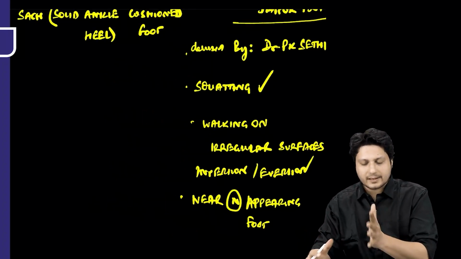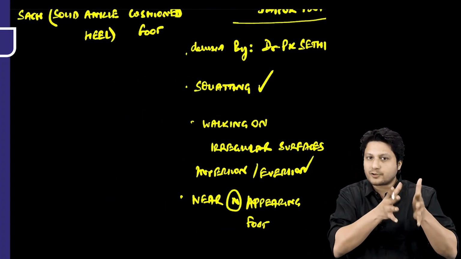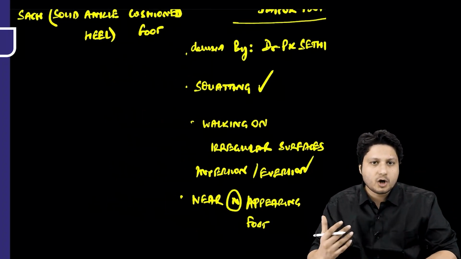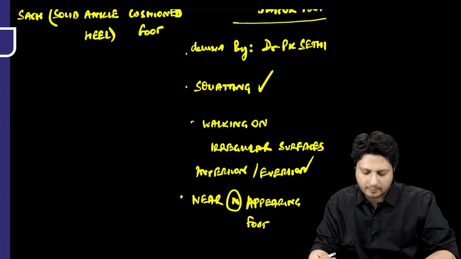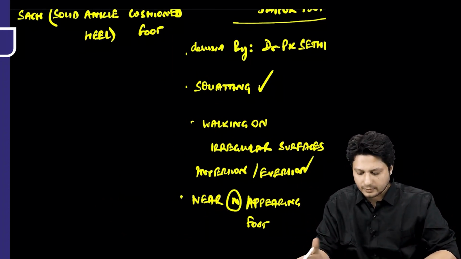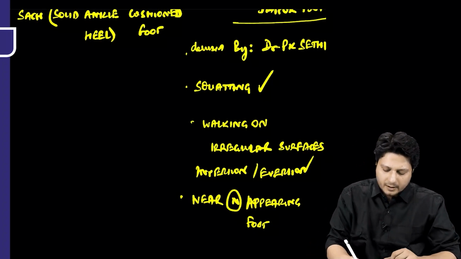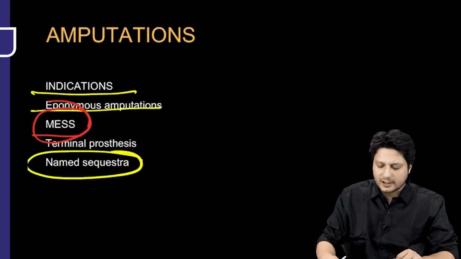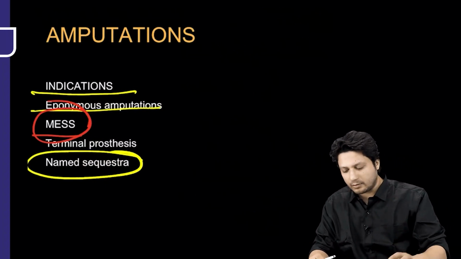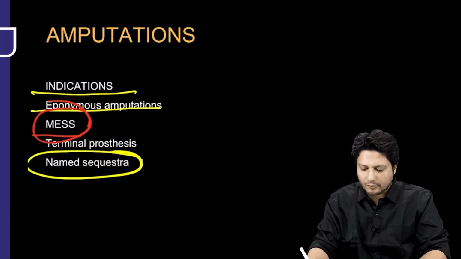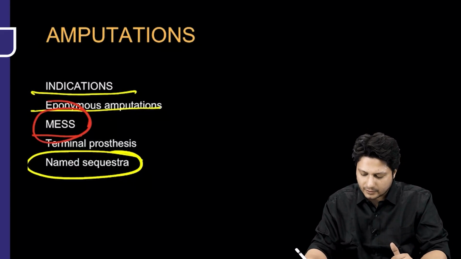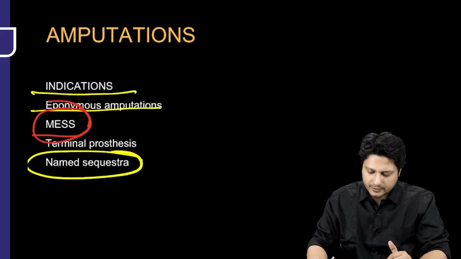So these are the advantages, and these advantages are actually the disadvantages of the solid ankle cushioned heel type of foot, that is the SACH foot. So this is the terminal prosthesis that you have to be aware of. And finally, a table of named sequestra. Particularly, it is helpful in the form of a one-liner. They can ask this question about a named sequestra.